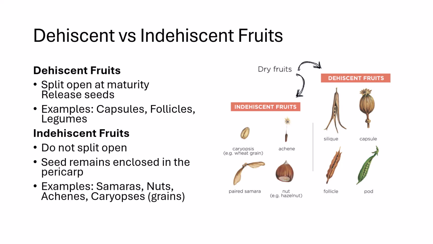In contrast, indehiscent fruits do not split open. Instead, the seed remains enclosed inside the pericarp and the entire fruit is dispersed together. Examples of indehiscent fruits include samaras, nuts, achenes, and grains.